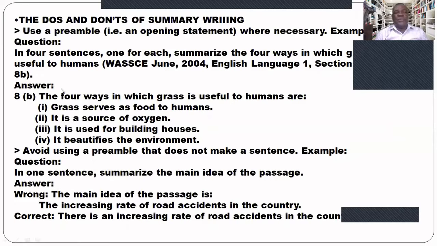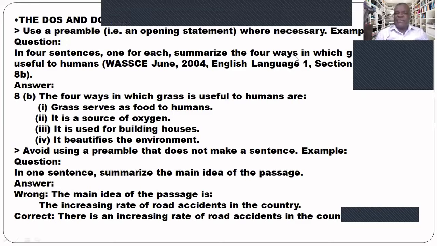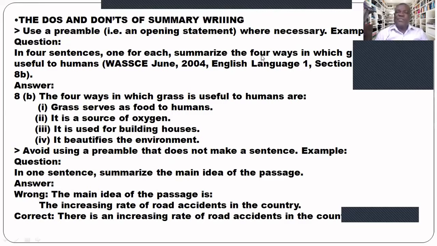Now, to use a preamble, what we do is to find out what we are asked to summarize. Summarize the 4 ways in which grass is useful to humans. So we skip "summarize", and then we cut this from here. We use what we are asked to summarize to construct our preamble. What are we asked to summarize? The 4 ways in which grass is useful to humans. So from here, we just say the 4 ways in which grass is useful to humans are, we put a colon. And that's what is presented here as a preamble.